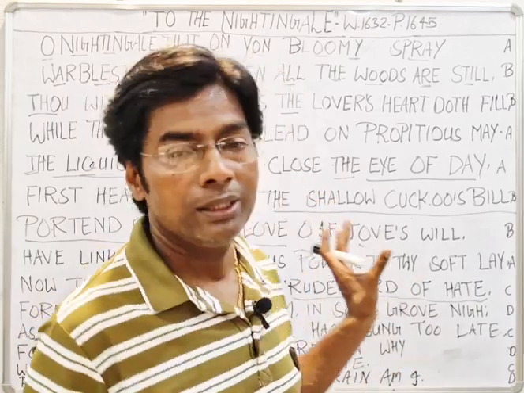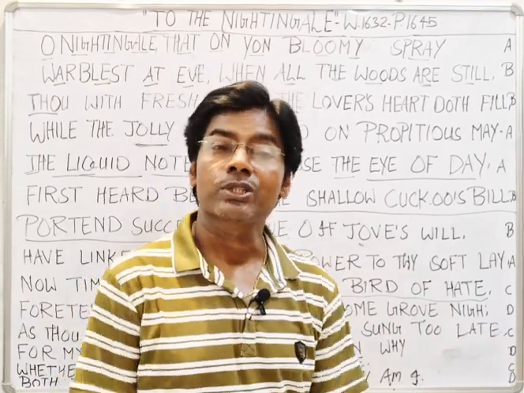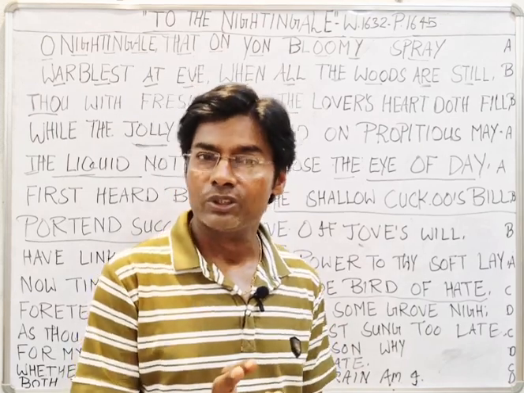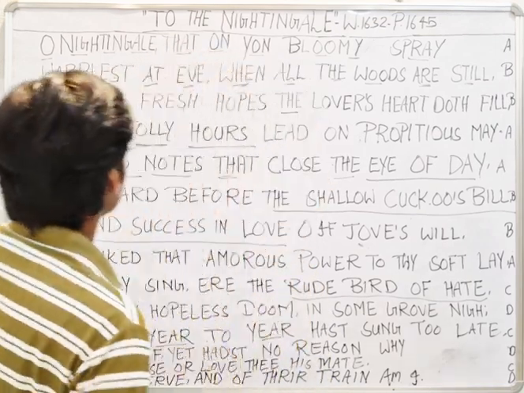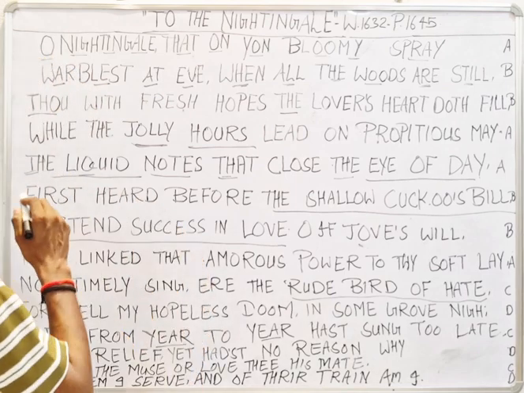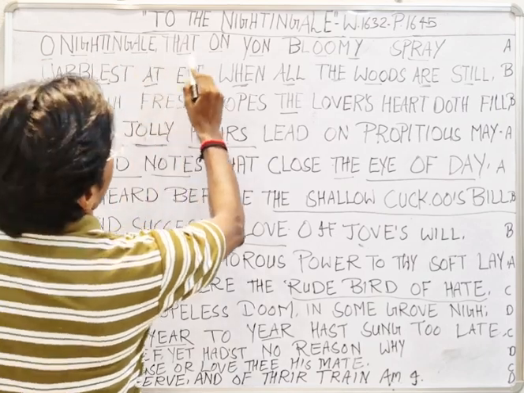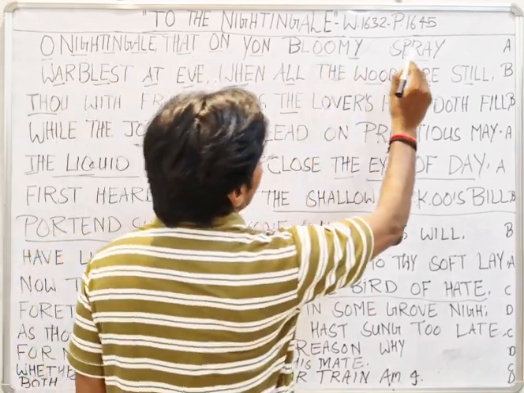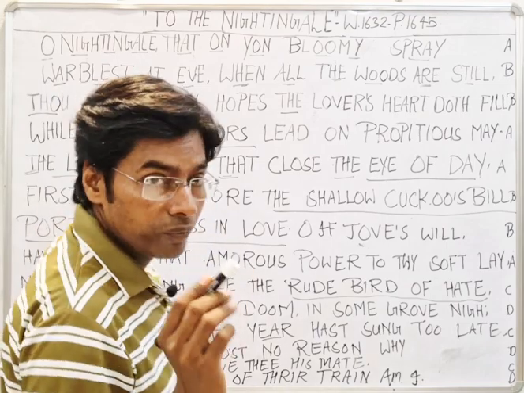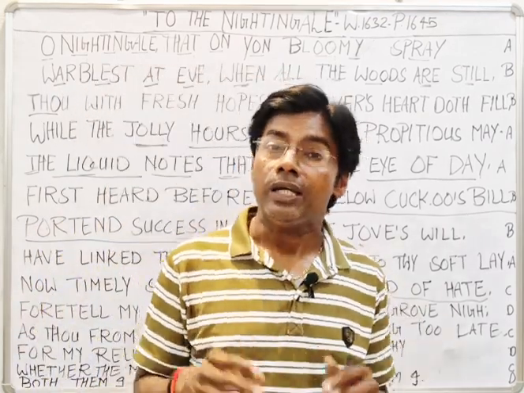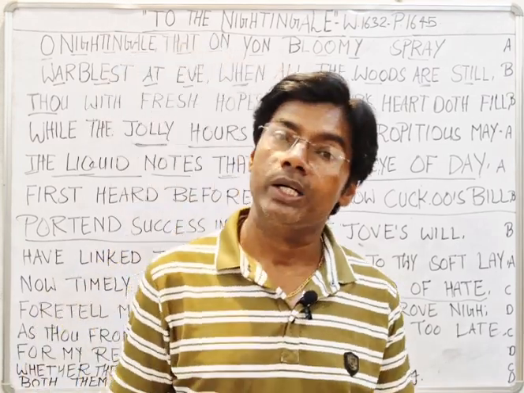And now let's explain each and every line of this beautiful sonnet that John Milton wrote at Christ's College, Cambridge, in 1632, the year he got his master's degree in humanity. Now let's look at what he says. O night, O nightingale, that on yon blue-me spray warblest at eve. Warblest is an archaic word used in medieval time, obsolete, no longer in use.